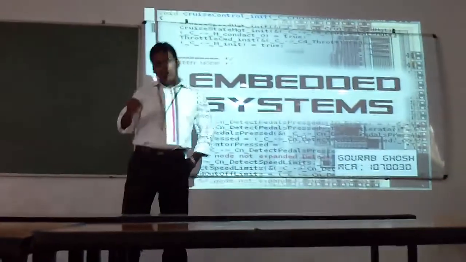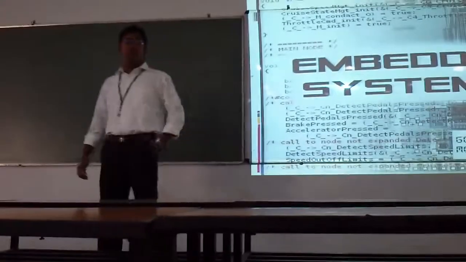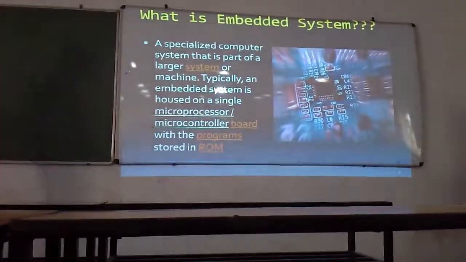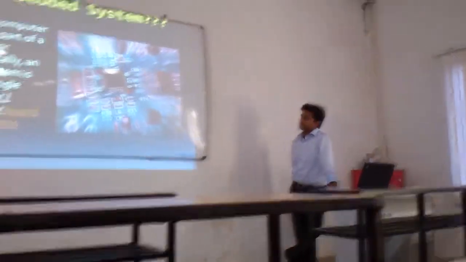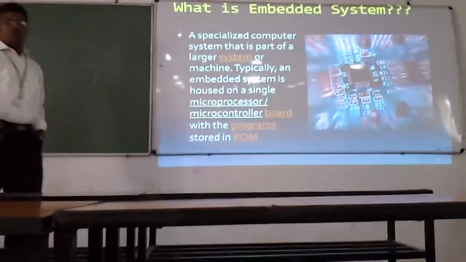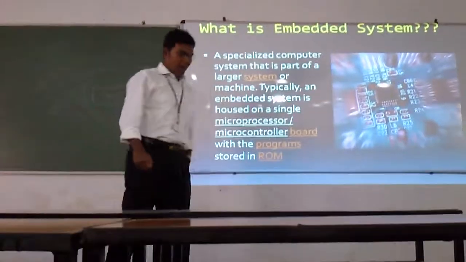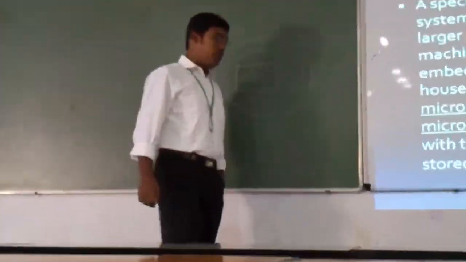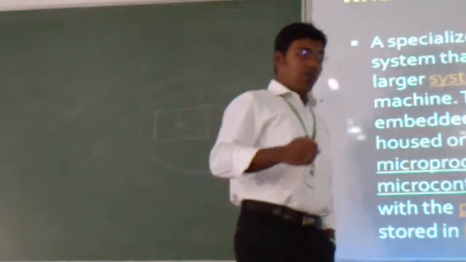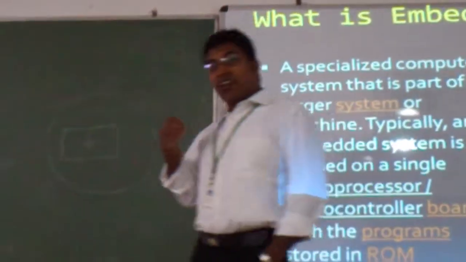So let's have a view on the theoretical definition of the embedded system. A specialized computer system that is a part of a larger system or machine. An embedded system is housed on a single microprocessor or microcontroller board with the programs stored in ROM or EPROM, whatever you use. If you use ROM, you cannot change the data, but if you use EPROM, you can change the data later.